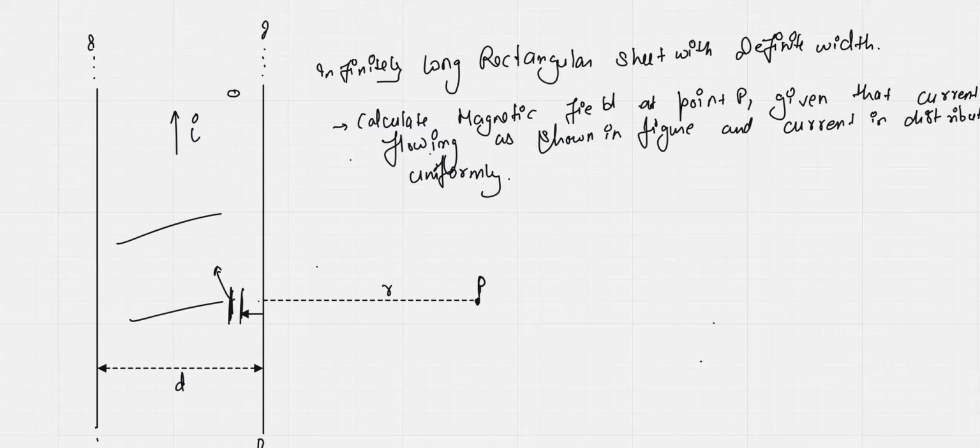Okay, Kirtana, first of all, let me know which formula you are going to use for the magnetic field. Mu naught I by 4 pi r into (sin theta 1 plus sin theta 2).